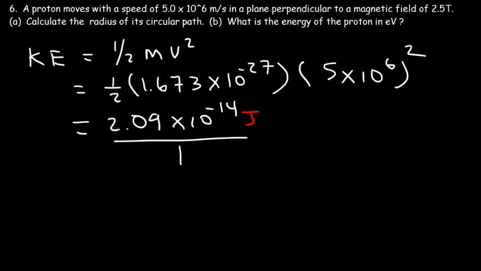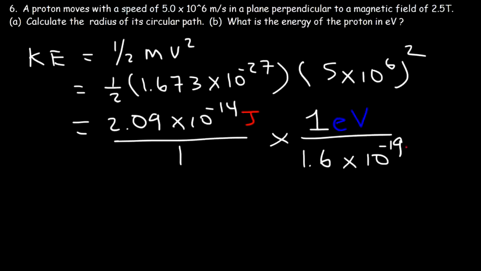Electron volts is basically another unit of energy. It's very useful for small particles like protons and electrons. 1 electron volt is equal to 1.6 times 10 to the negative 19 joules. We'll talk about why later, but that's what it's equal to. And so you just have to convert it to electron volts, and this will give you the answer, which is 130,703 electron volts. So that's it for this problem.